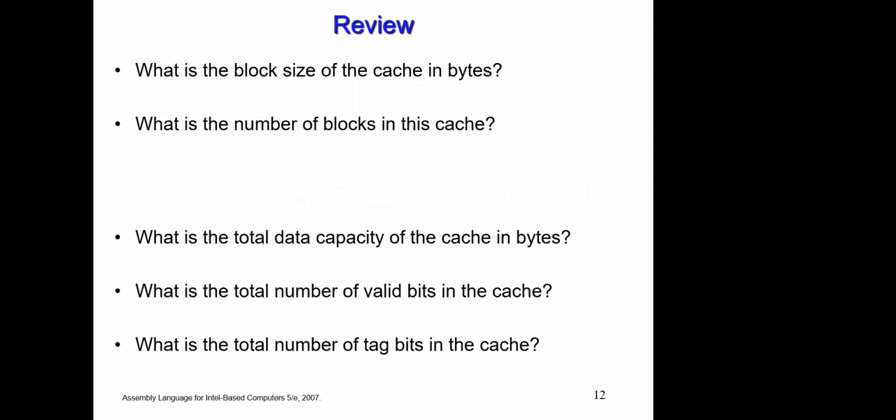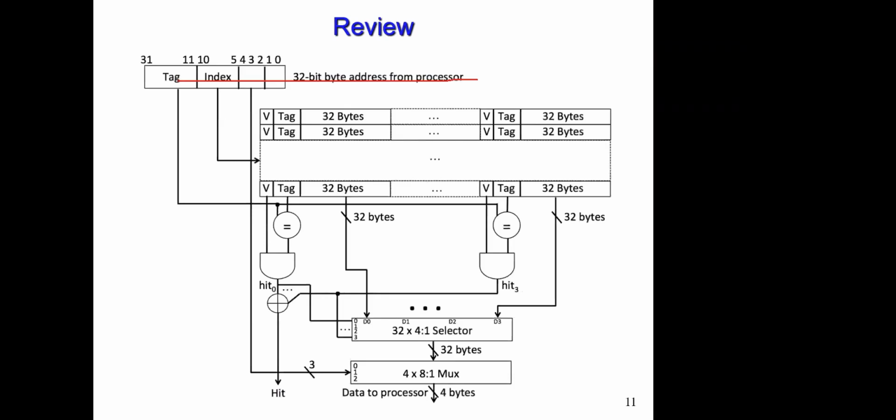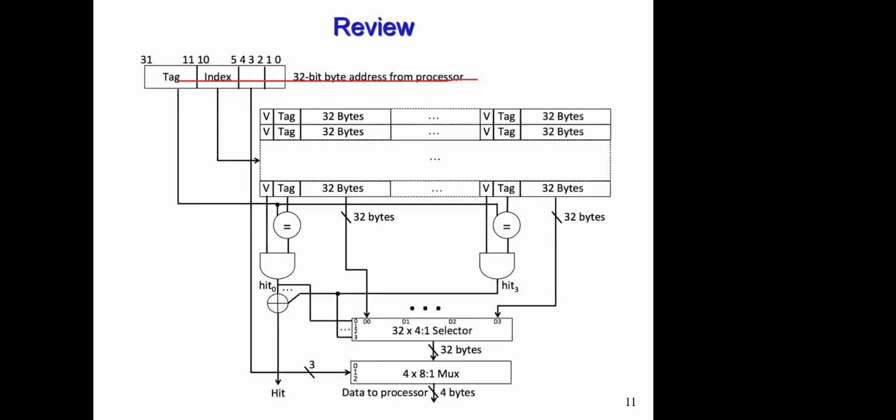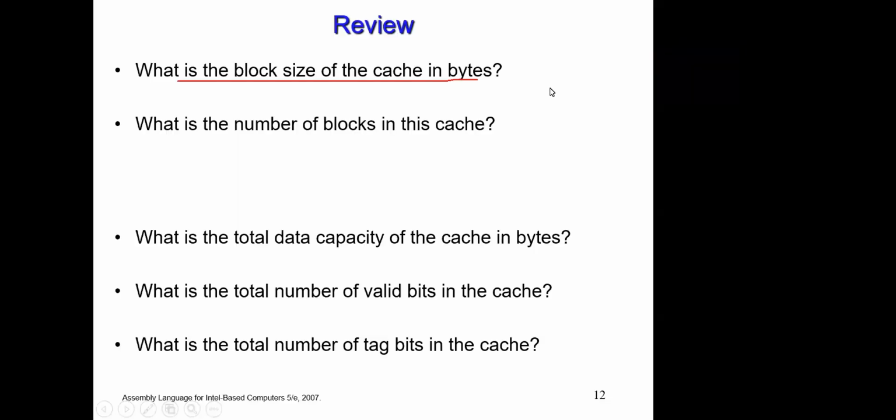What is the block size of the cache in bytes? So the block size of the cache is just 32, as shown directly from the figure.